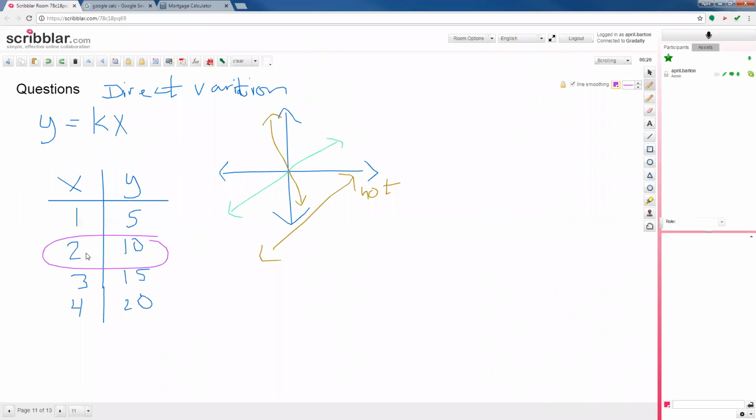So the first column is x, so 2 is our x value, and our second column is y, so 10 is our y value. So in this formula, y equals kx, we can plug in 10 for y and 2 for x. So now we solve for k. How do we get k alone?